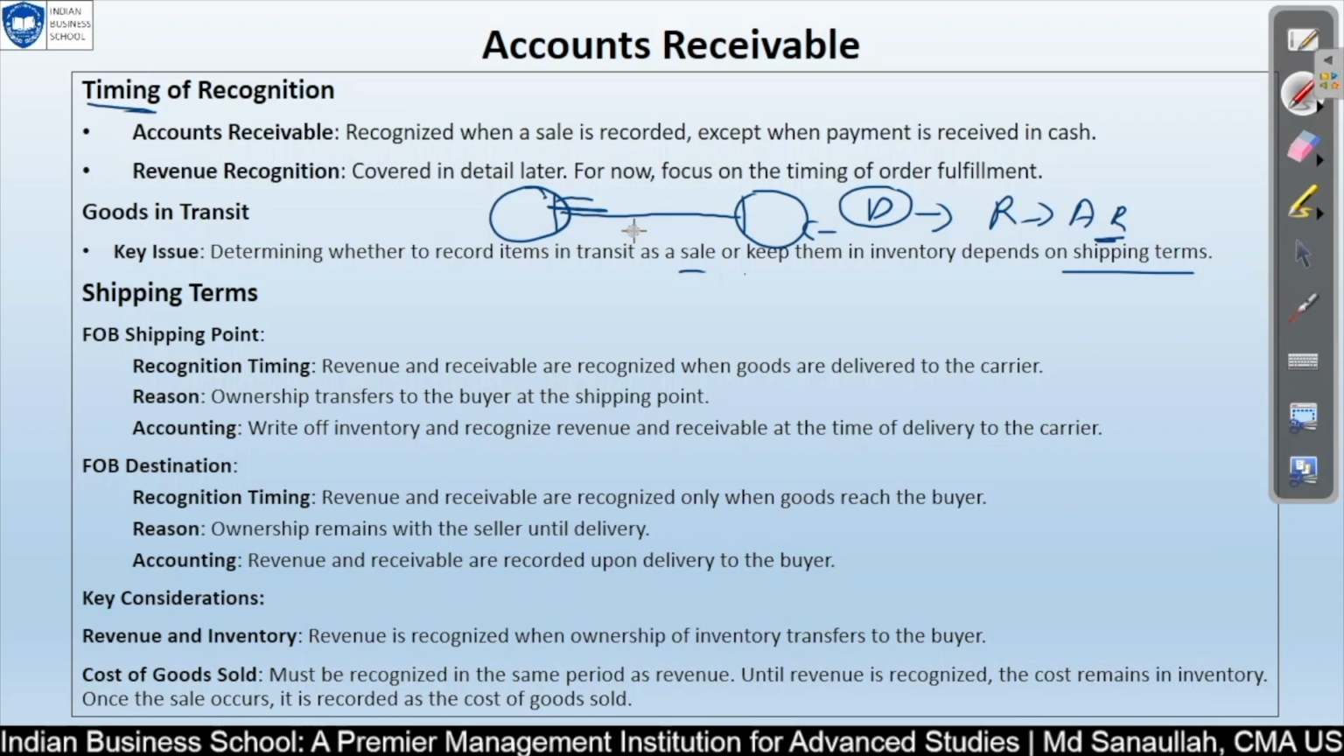So at that time, should we recognize accounts receivable or not? That purely depends on your shipping terms and conditions. So let's understand the shipping terms and conditions. Free on board, what does it mean?